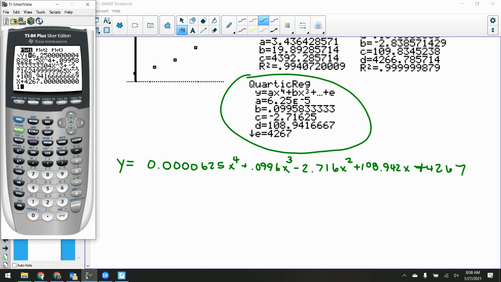Where's E? What's that? This one? I can't see your calculator. You said this one. That one right there? EQ. EQ on top. Oh, you do.